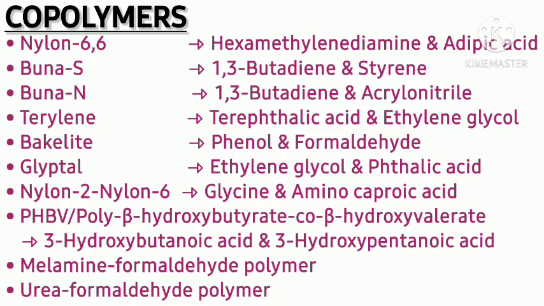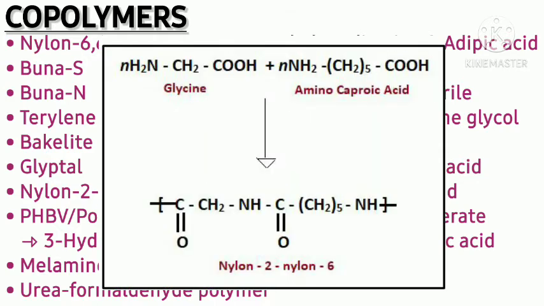The next copolymer is nylon 2, nylon 6, and as there is the word nylon, we can predict the presence of the two groups NH2 and COOH. The number 2 stands for the two carbon atoms of the molecule of glycine, and the number 6 stands for the 6 carbon atoms of a molecule of aminocaproic acid.